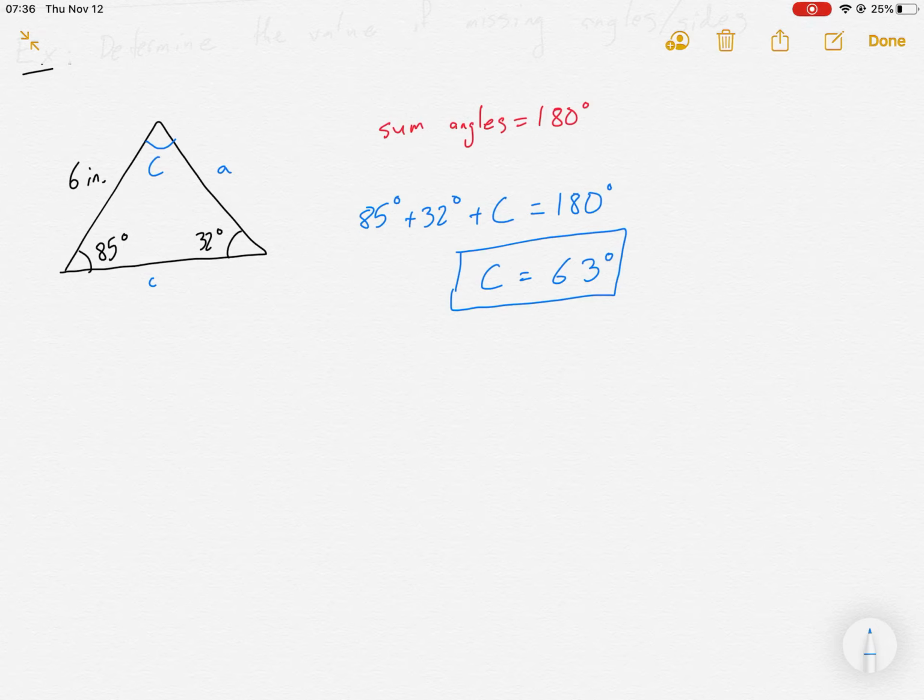Now for the next part, I need to figure out A or c. It doesn't really matter which one I use. So let's go ahead and solve for A first. And to do that, I'm going to have to use the law of sines. So I'm going to say A over sine of its corresponding angle, 85 degrees, equals... Now, I don't want to use C here because I don't know C. So I'm going to actually use this ratio because I do know it. Notice if I try to use C, I would have c over sine of 63. So I would have an equation with two unknowns in it.